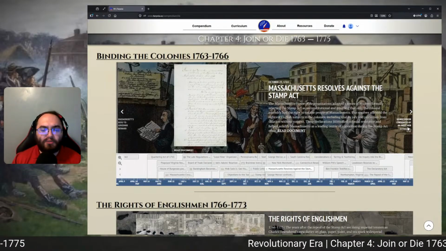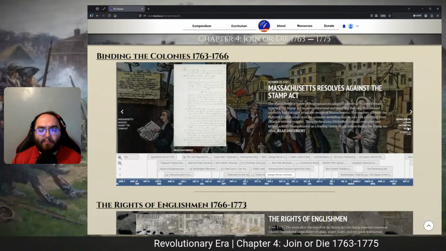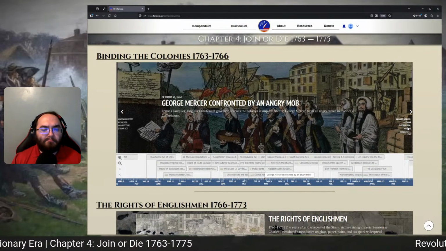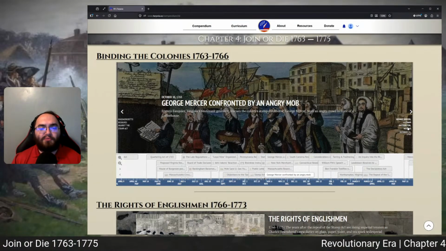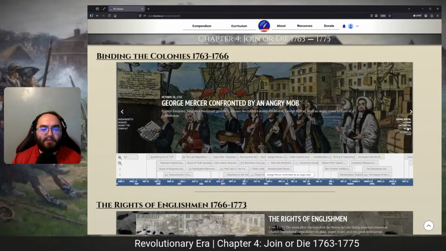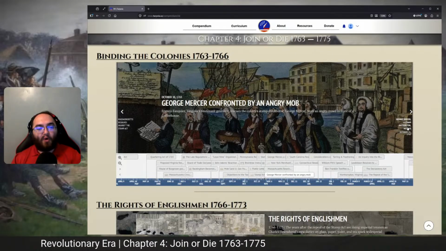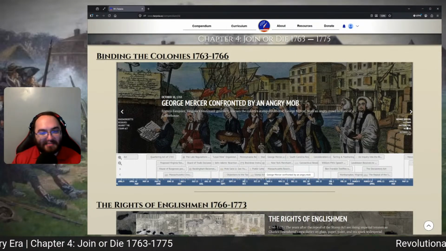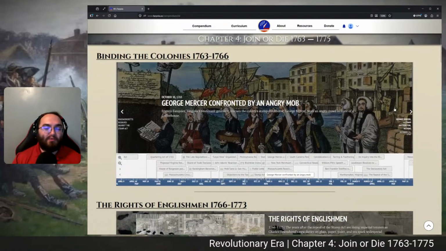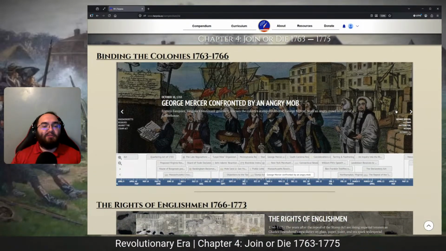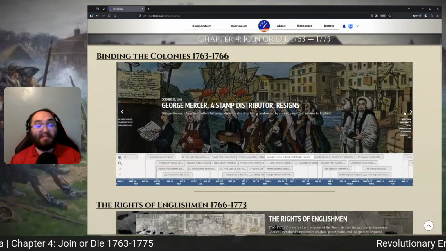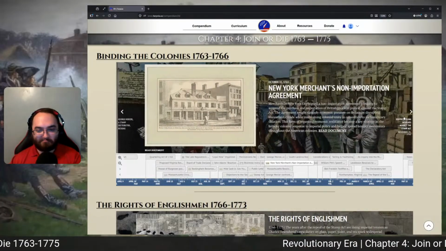Massachusetts will pass its own resolves about the Stamp Act. George Mercer, confronted by an angry mob, Virginia's lieutenant governor rescues the colony's stamp distributor, George Mercer, from an angry crowd in front of a coffee house. So all the protests and violence against tax collectors is not just local to Boston or the colony of Massachusetts. It is widespread among the colonies. And this guy would resign pretty much the next day.